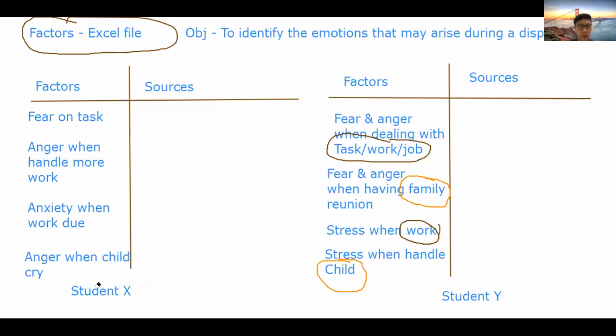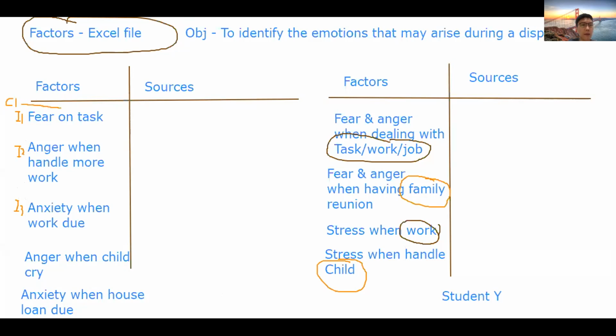I want you to participate. If you don't participate, you cannot know what I'm doing. Anger when child cry. Anxiety when house loan due. Okay, from all this, I can categorize them as I1. This is I2. This is I3. This is C1, construct one.